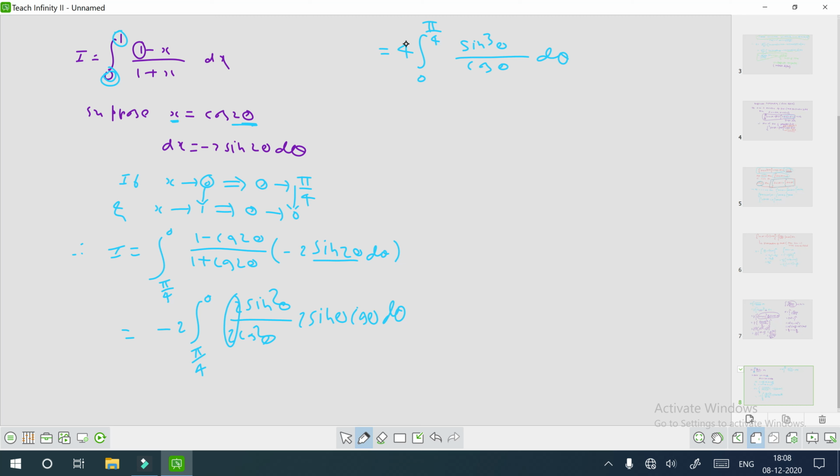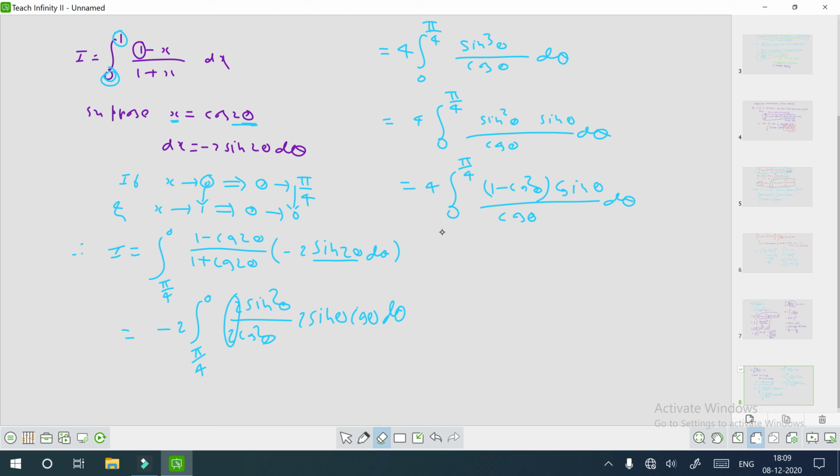Now here, once again, you can take one more substitution. This can be written as 4, 0 to pi by 4. Can I write here sin square theta into sin theta over cos theta into d theta? Yes, we can write it. Now that is equal to 4 times integral 0 to pi by 4 of (1 minus cos square theta) into sin theta over cos theta d theta. Yes, why can't we do it? So it is equal to 4.